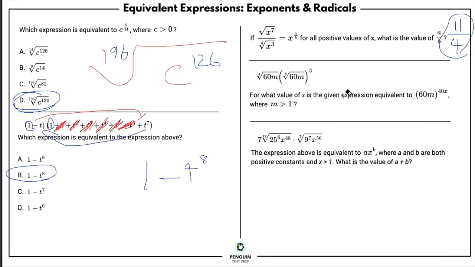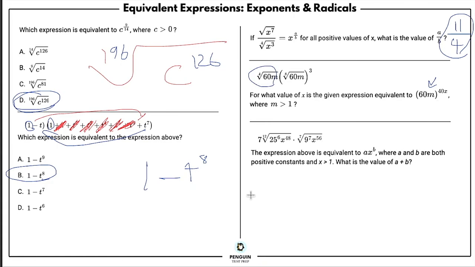All right, this next one, don't feel bad if you used Desmos, but let's just go over the way to do it without using Desmos real quick. Again, we want to have the same base of 60m because that's going to be the base that we end up with. So we can use the fractional exponent rule again.